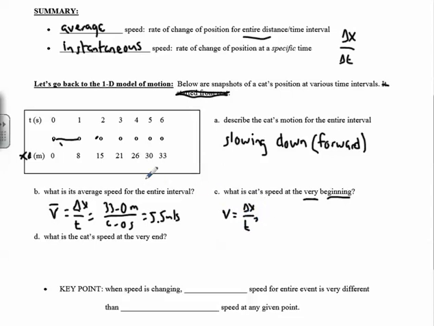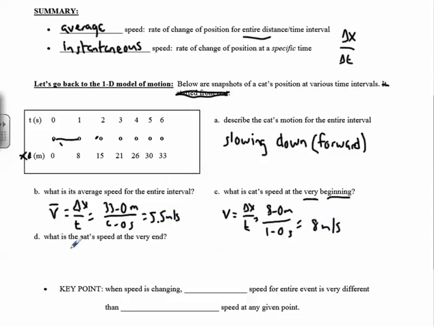So our position change is from 0 to 8, and the time interval is the first interval, 1 minus 0 seconds, and this is 8 meters per second. So that makes sense in the context of what we said before. We're slowing down. So if our average was 5.5 meters per second, it would make sense that at the beginning we're going faster than the average, and indeed we are.